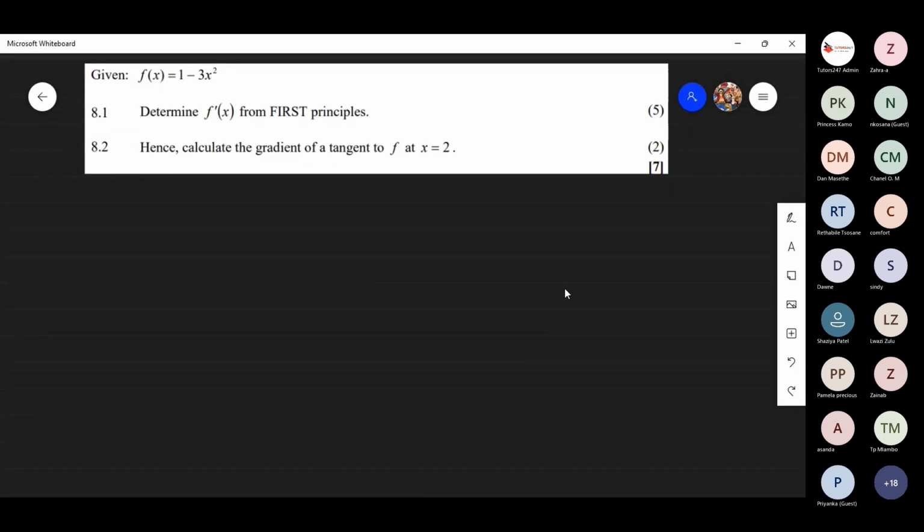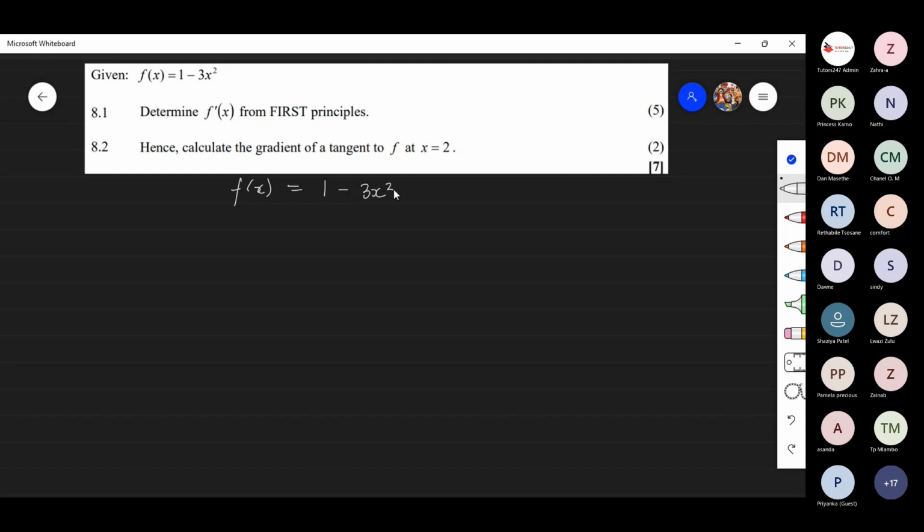So our next question is something similar to the previous one. You can see that the x value is the same as well. So we're basically just repeating what we've done previously. So we have question 8.1. Determine the first derivative, or determine f prime x, from first principles. So we have f of x equals 1 minus 3x squared.